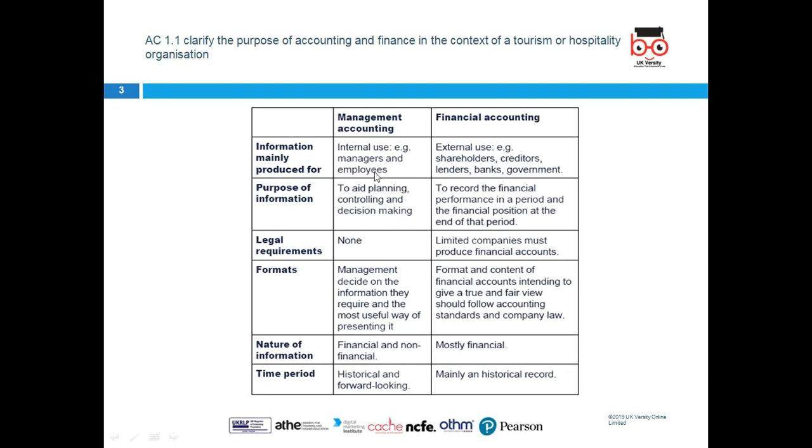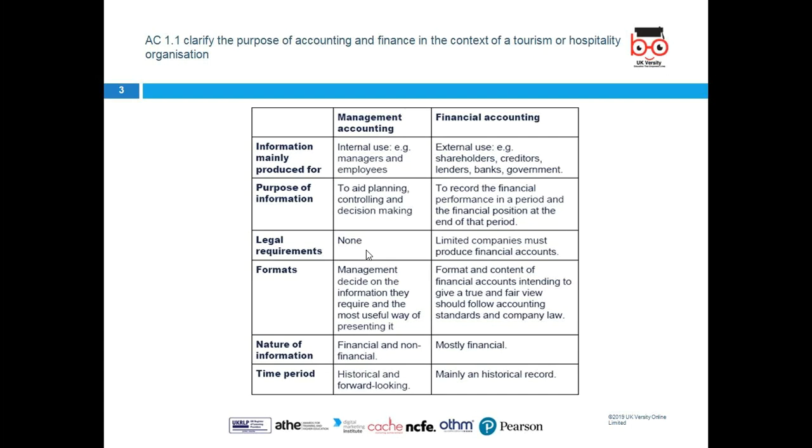The purpose of management accounting is to help us with planning, controlling and decision making, but financial accounting records financial performance in a period. Every 12 months we produce financial statements. As for legal requirement, management accounting is not a legal requirement; if we don't record, we won't be penalized. But for financial accounting, we must produce the financial statements within 12 months. If we don't, we won't fulfill the stock exchange or other legal requirements.